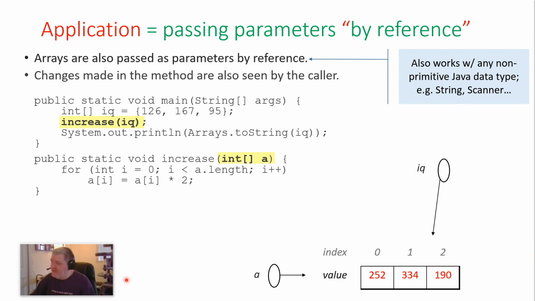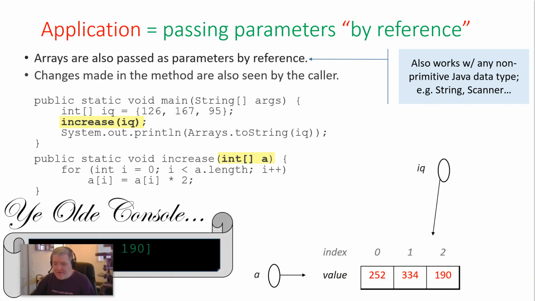I just used the fact that I knew where to find this object in memory to go ahead and modify it instead. And when I return to the main, guess what? When I use the variable IQ to access the array, IQ still points to the same array, still referring to the same array, but that array has been modified behind my back.